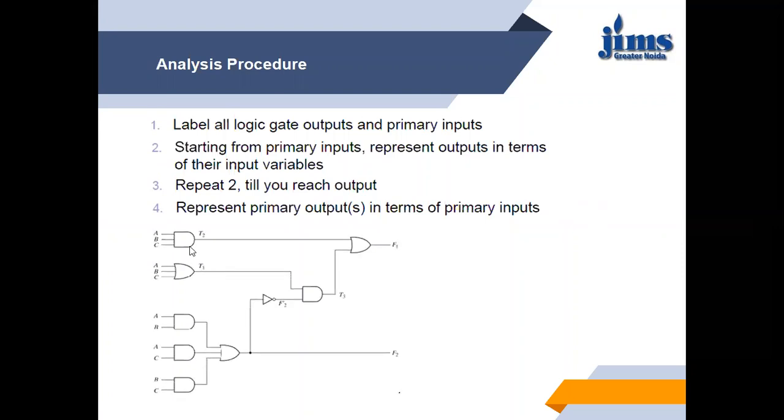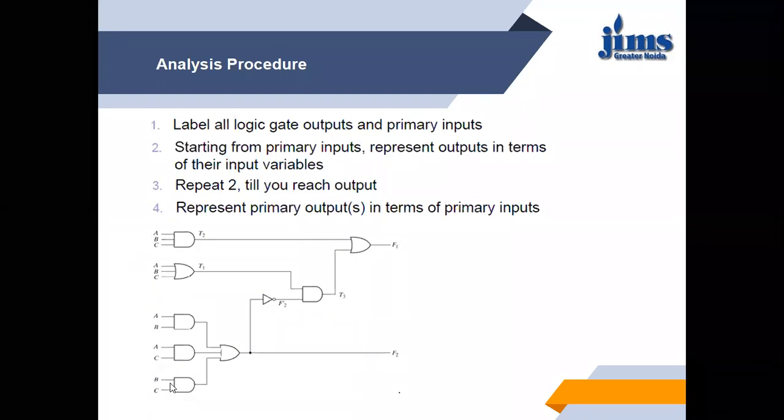Suppose this is the circuit. We have the first AND gate and the input is A, B, C. Another one is an OR gate. It is A, B, C again. AND gate inputs are A, B. AND gate input is A, C. AND gate input is B, C.